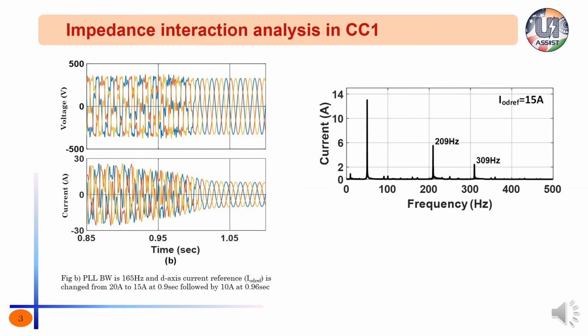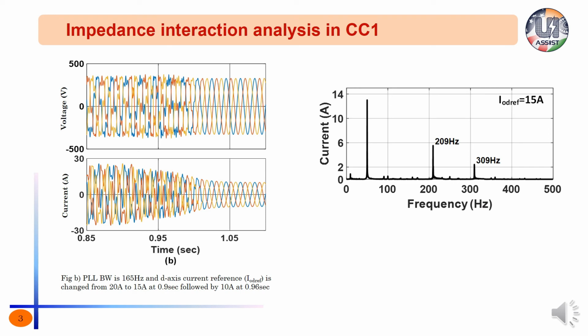Now we will see how the negative damping region is a function of reference current. In figure B, initially PLL bandwidth is maintained at 165 Hz, while the reference current is kept constant at 20 amps. At 0.9 seconds, reference current is changed to 15 amps and the system is still unstable. And also notice from the FFT plot of inverter output current that the frequency coupled harmonics have shifted right with respect to the frequency axis. I mean to say the interaction is happening somewhere close to 310 Hz.